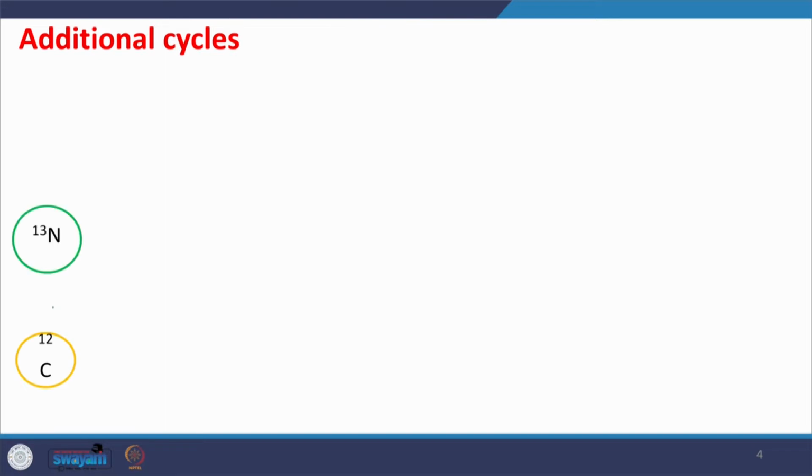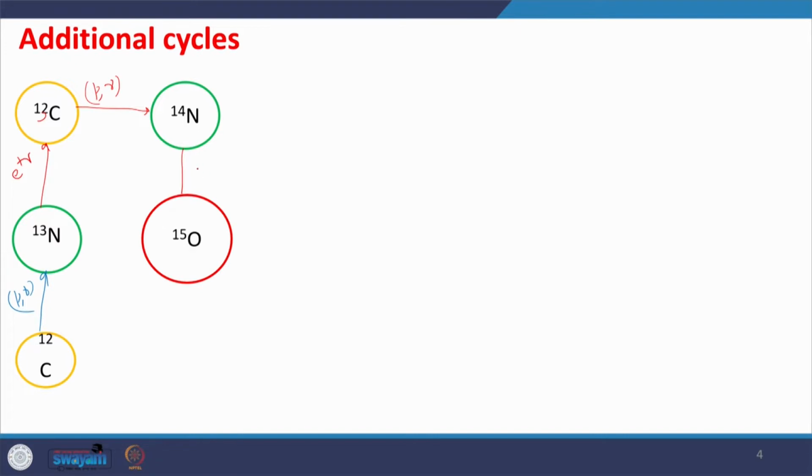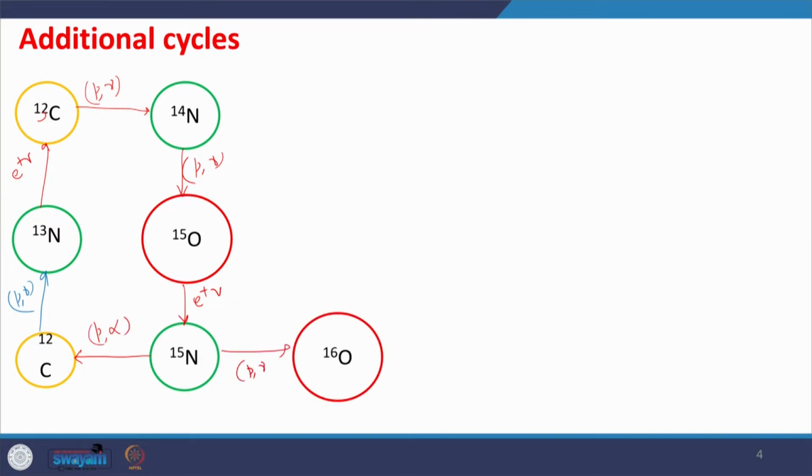Okay. Carbon 12 as usual via P gamma, let me use the same color for the sake of convenience. Okay. And nitrogen 13 gives rise to carbon 13 via positron decay. Okay. And by P gamma it gives rise to nitrogen 14, and nitrogen 14 by undergoing reaction with proton gives rise to oxygen 15, and oxygen 15 by undergoing positron decay gives nitrogen 15, and this via reaction P alpha, not P gamma, gives rise to carbon 12, and this is via P gamma. So, I am drawing the same cycle when compared to the previous one. Okay.